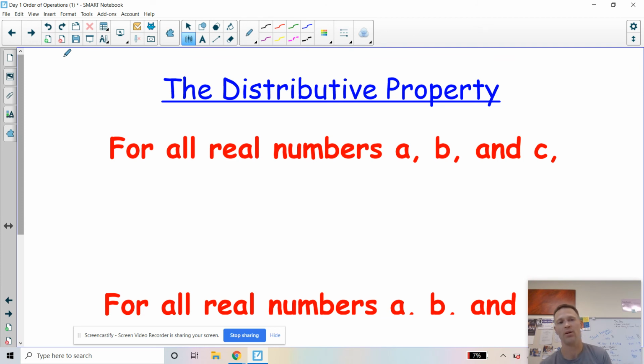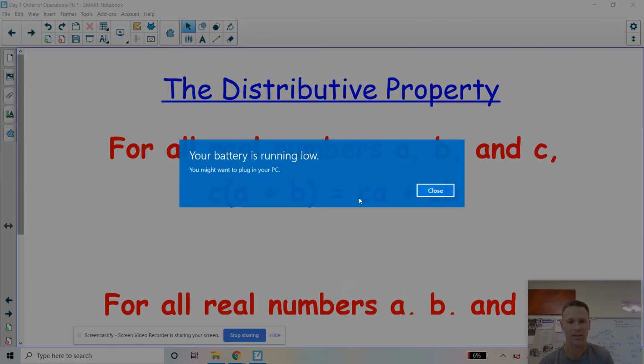All right, next part of the video, the distributive property. Okay, for all real numbers, A, B, and C, the distributive property starts out kind of like this.